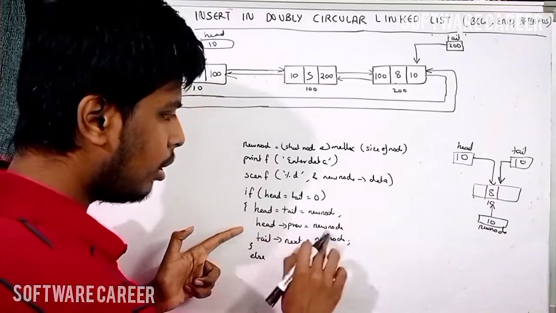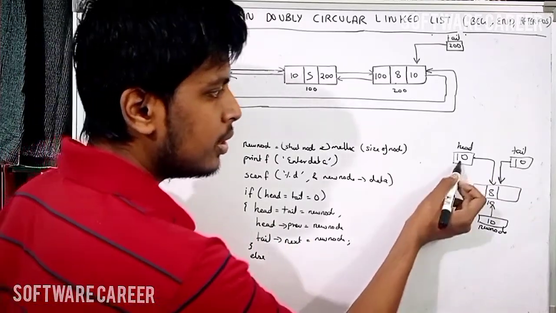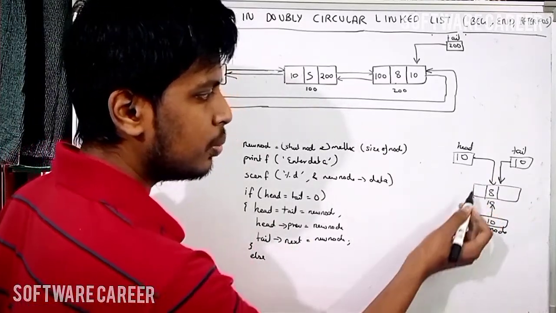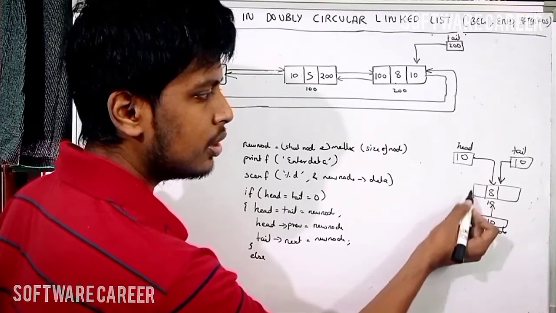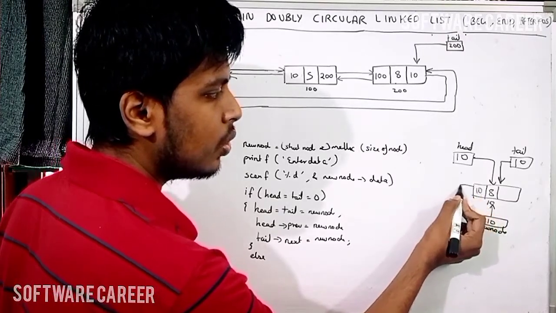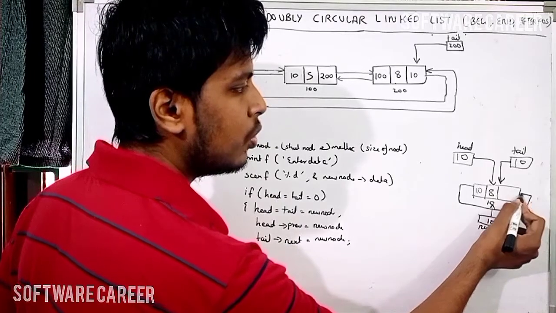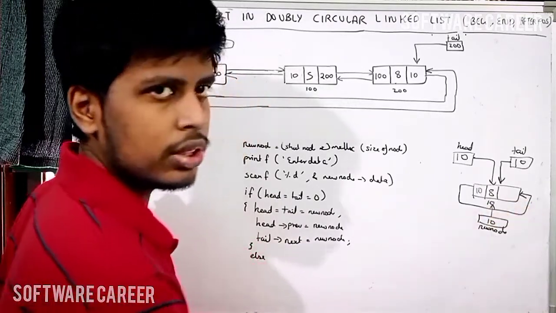Now see, head previous equals to new node. Head is 10. 10 previous is this pointer. In this pointer I am storing the address of new node, that is 10. So it creates a circular link which is pointing to the last node, that is this node itself.